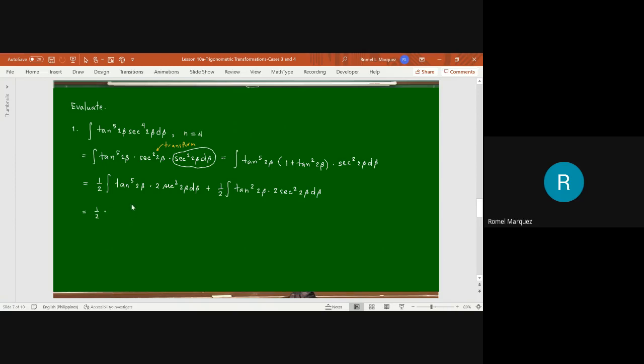Anyone? Guys, Gonzalez. What's the integral? Gonzalez. Conti. Chua. Poco. Nako, wala na akong kausap.